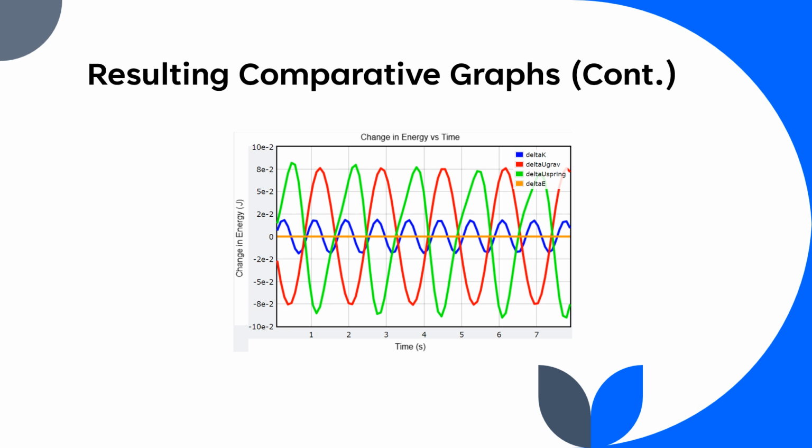Here is a resulting energy versus time graph. We can see the change in gravitational potential energy denoted in red and the change in spring potential energy denoted in green, oscillating opposite to one another, representing how an increase in spring potential leads to a decrease in gravitational potential and vice versa. The blue oscillating line is the change in kinetic energy, though it is smaller in size compared to the other energy types.